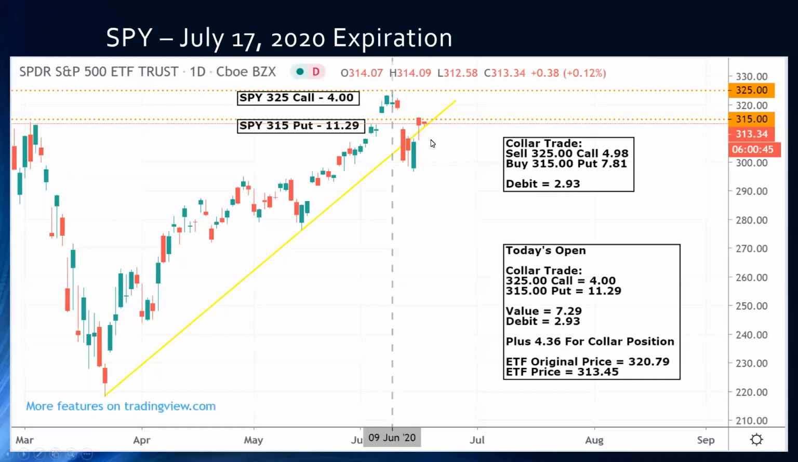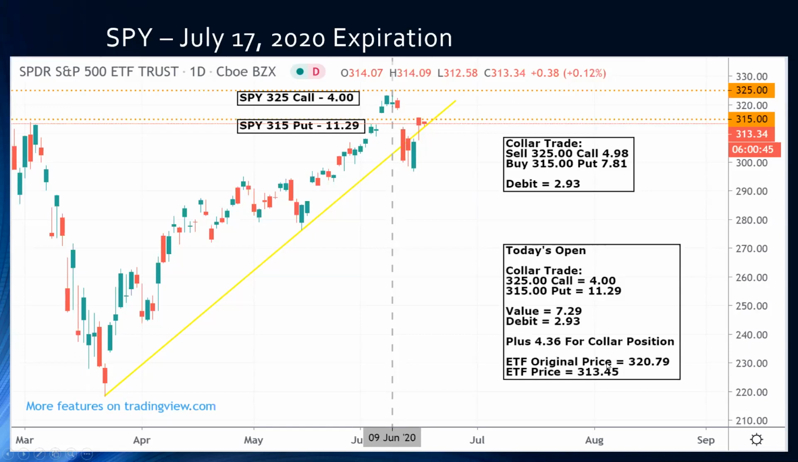Okay, well, here's what happens. At today's open, the collar trade, the 325 call was priced at $4, okay? And at $11.29 was the put price. So that means the value, if you were to execute this, would be $7.29. Well, if you sold it out, you would have a realized value of $7.29, and then you take out your debit of $2.93. That means you basically have a $4.36 profit on this position.